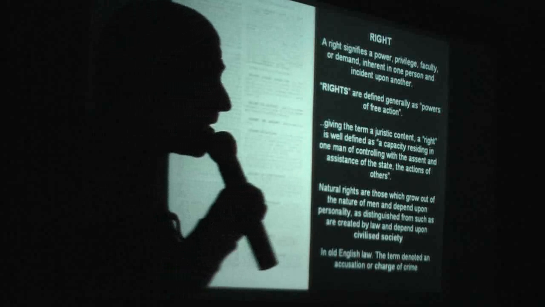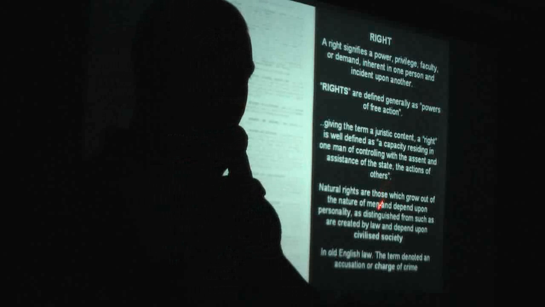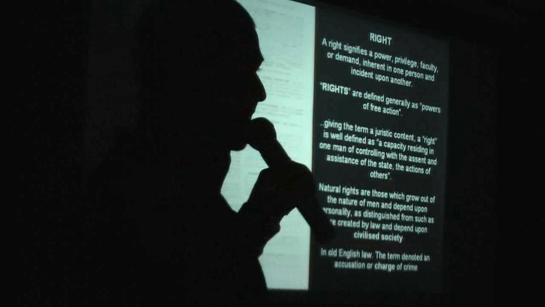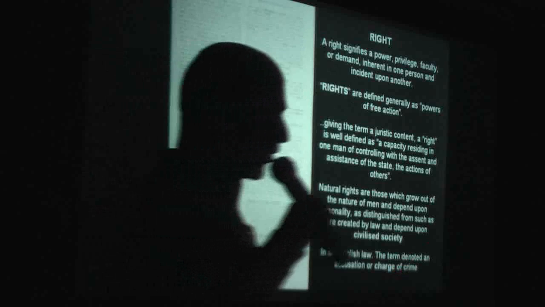Natural rights are those which grow out of the nature of men and depend upon personality, which we've all got, as distinguished from such as are created by law and depend upon civilized society. That word there, we're going to explore as well, because it's quite an interesting phrase in itself. In Old English law, the term denoted an accusation or a charge of a crime, as in you've got the right to stay silent, you've got the right to a solicitor, you have a right to a phone call.